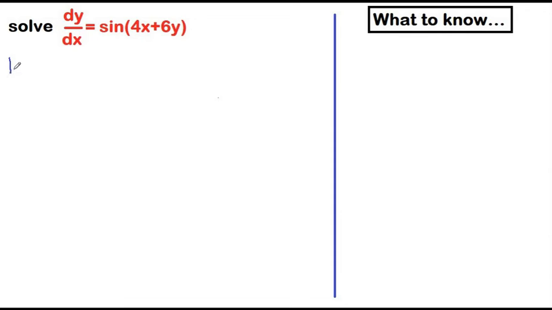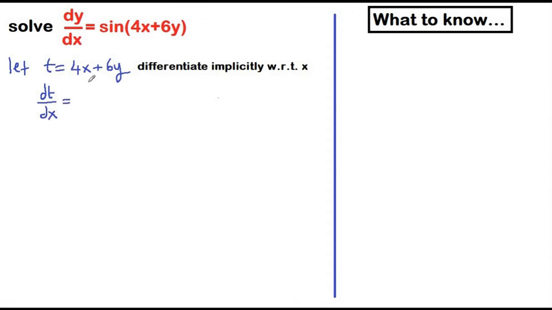Let t be equal to this angle, 4x plus 6y. And now we can differentiate both sides implicitly. Derivative of t with respect to x is dt/dx. Derivative of 4x is 4, and derivative of 6y is 6 dy/dx. Again, we are differentiating implicitly with respect to x.